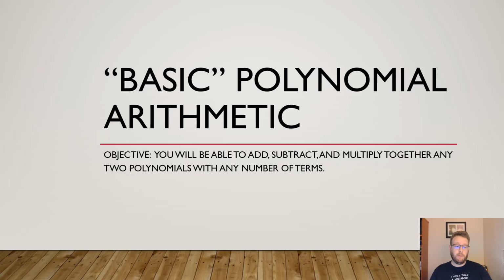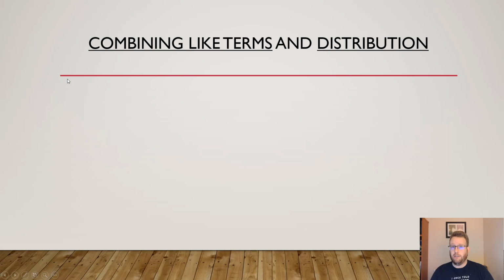Hello. What we're going to be taking a look at today is what I'm calling basic polynomial arithmetic. This is addition, subtraction, and multiplication of polynomials being put together. And the reason why I'm calling them basic is because they rely on techniques and methodologies that you've already seen in a prior class, most likely Algebra 1. And those would be combining like terms and distribution.